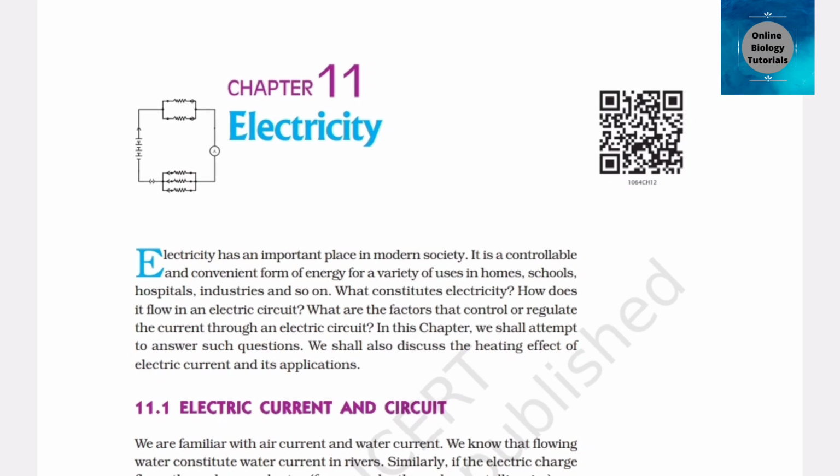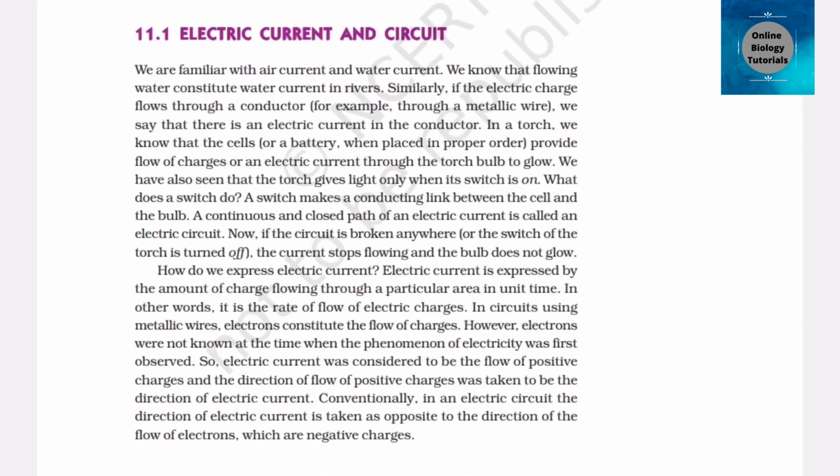11.1 Electric current and circuit. We are familiar with air current and water current. We know that flowing water constitutes water current in rivers. Similarly, if the electric charge flows through a conductor, for example through a metallic wire, we say that there is an electric current in the conductor. In a torch we know that the cells or a battery, when placed in proper order, provide flow of charges or an electric current through the torch bulb to glow.